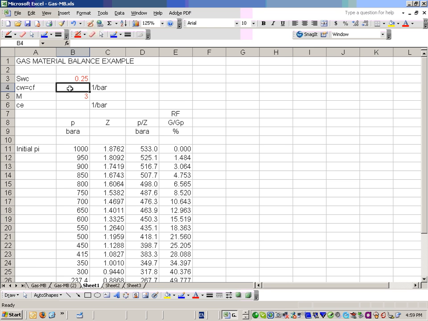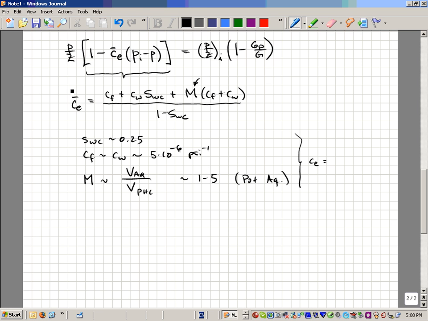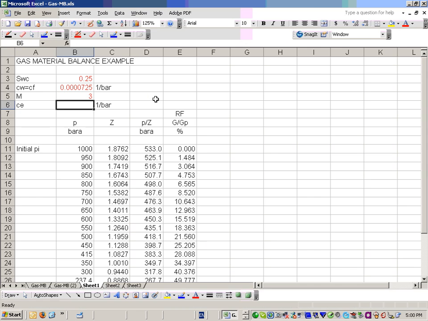Okay, now 5 times 10 to the minus 6th in 1 over psi. We have to multiply by 14.5 psi per bar to get 1 over bar. And then we go down and use the equation that was given here, basically the formation plus the connate water times compressibility. So we use this equation to calculate the effective compressibility.